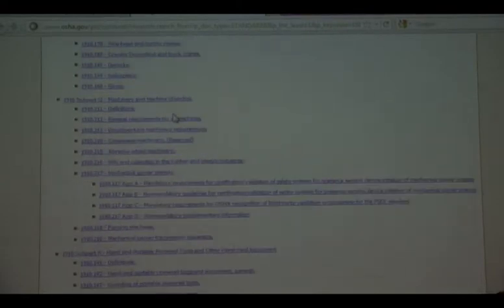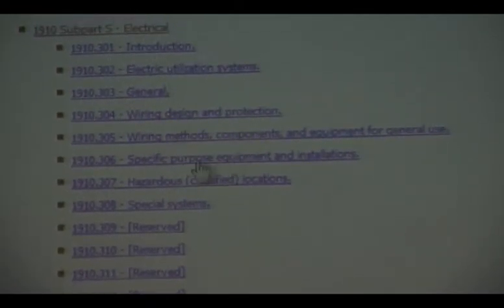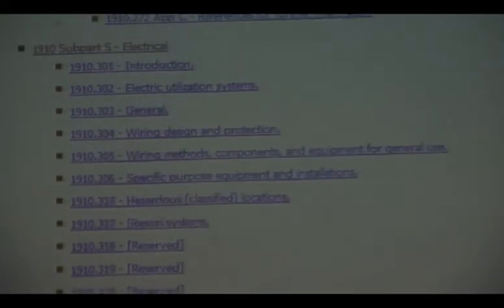Subpart S, it's a pretty big subpart, but a lot of them are reserved. That means they're planning on putting stuff there, they just don't have it there yet. So you have introduction, general, wiring, hazardous locations, special systems, you go way down. So just don't look at this and say, well, there's nothing else after that, because it keeps going. Selection and use of work practices, use of equipment, safeguards, PPE for personal protection, and definitions. So there's a whole lot more than just that first part. So you have to pick what applies to it.